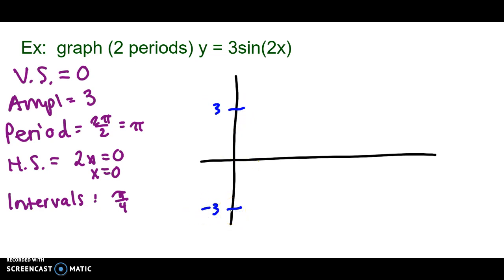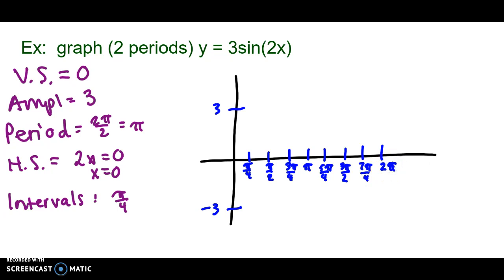Okay. Next thing is that we know that our intervals are pi over 4. I know it's going to be 9 points because I'm graphing 2 periods. So 1, 2, 3, 4, 5, 6, 7, really 8 intervals because the first point starts at 0. I'm going to go to pi fourths, 2 pi over 4, 3 pi over 4, and then 4 pi over 4. That's 1 period. 5 pi over 4, 6 pi over 4, 7 pi over 4, and then 8 pi over 4.